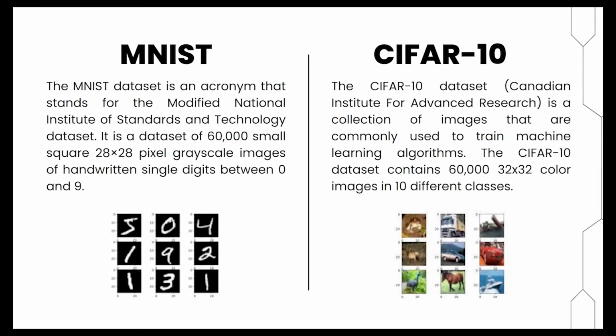Now let us see some facts about the datasets that we used. For this experiment, we used the MNIST and CIFAR10 datasets. MNIST contains 60,000 small images of handwritten digits for training and 10,000 images for testing. CIFAR contains 60,000 colored images that belong to 10 different classes like cat, dog, car, aeroplane, etc. All these classes are mutually exclusive.